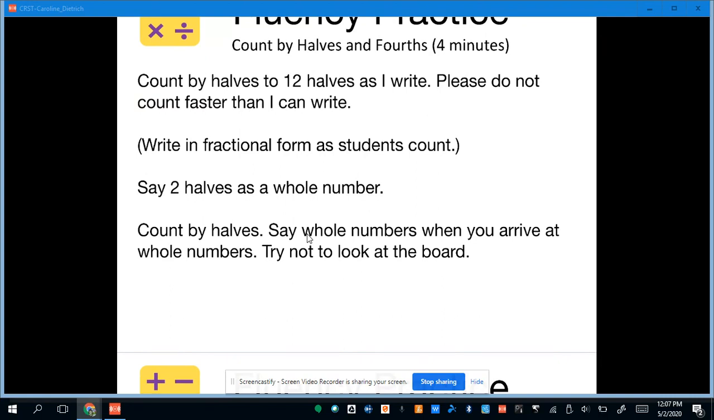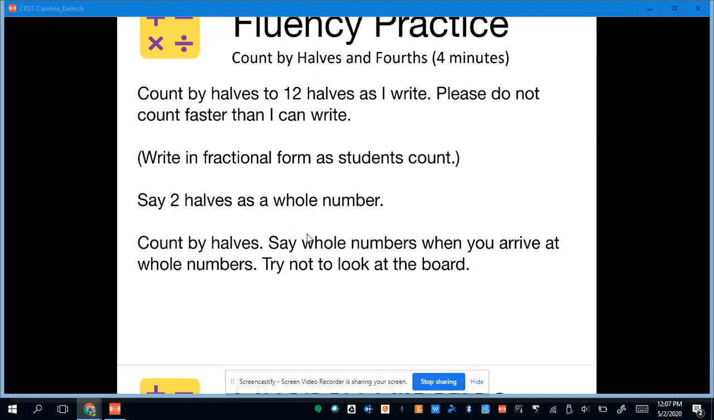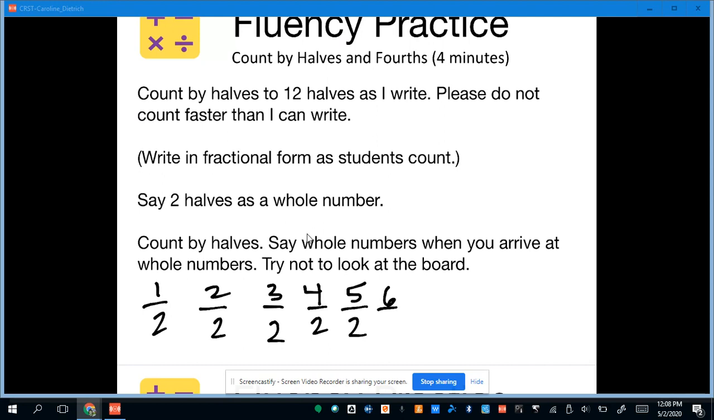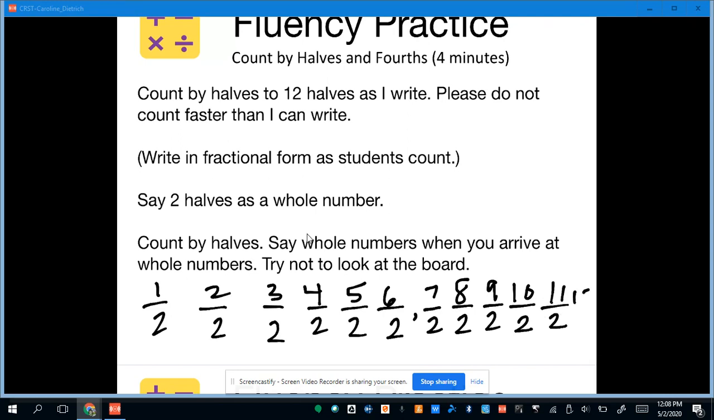So, 1 half, 2 halves, 3 halves, 4 halves, 5 halves, 6 halves, 7 halves, 8 halves, 9 halves, 10 halves, 11 halves, 12 halves.